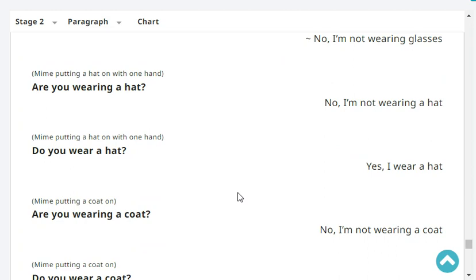Do you wear a hat? Yes, I wear a hat. Very good. Are you wearing a coat? No, I'm not wearing a coat. Very good.